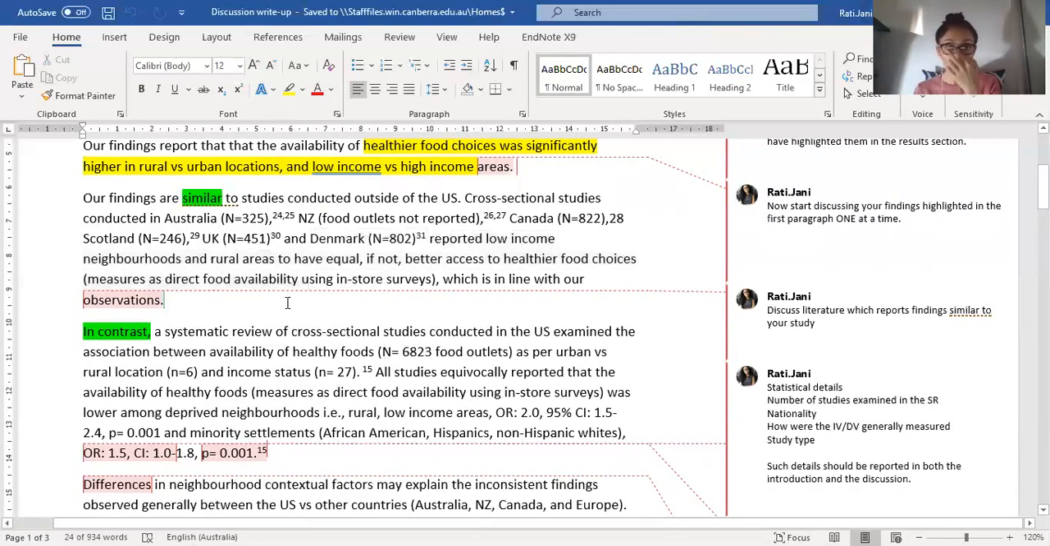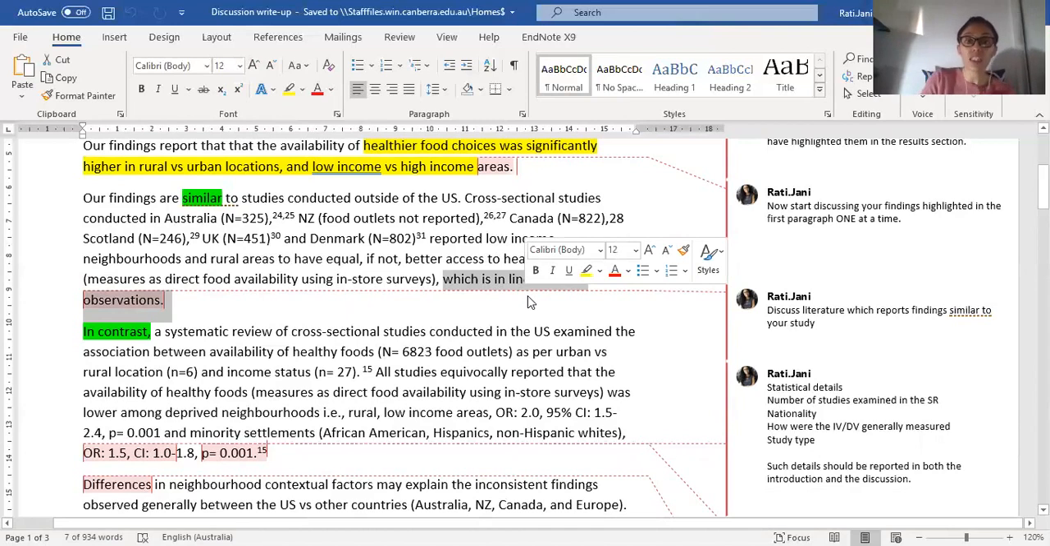And see, I have even told you how their key IV and DV were measured, as direct food availability using in-store survey. All right, which is in line with our observations, meaning I had used the same methodology as other researchers are using, which strengthens my finding more. Does that make sense, guys? Okay, so this is how you have to justify your finding.